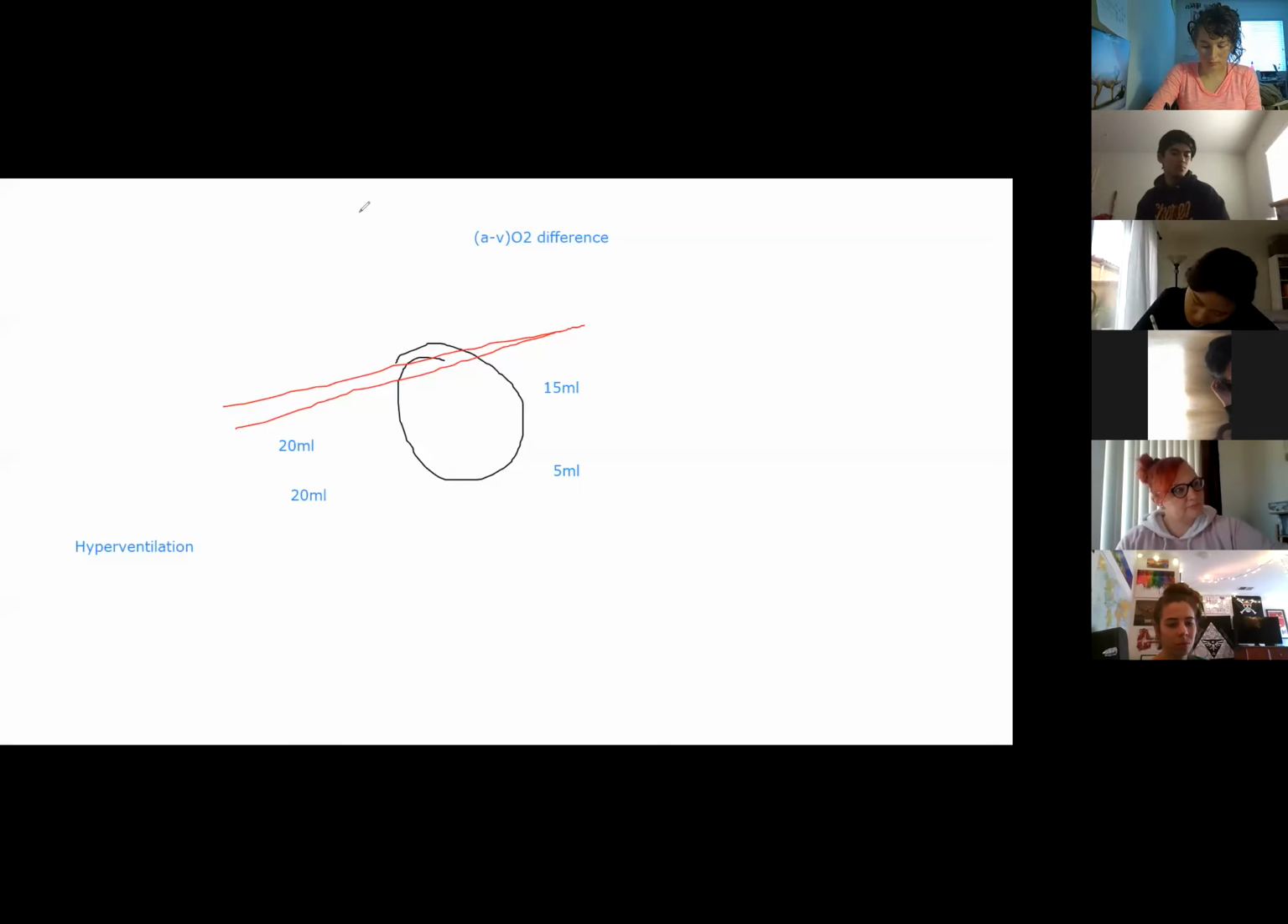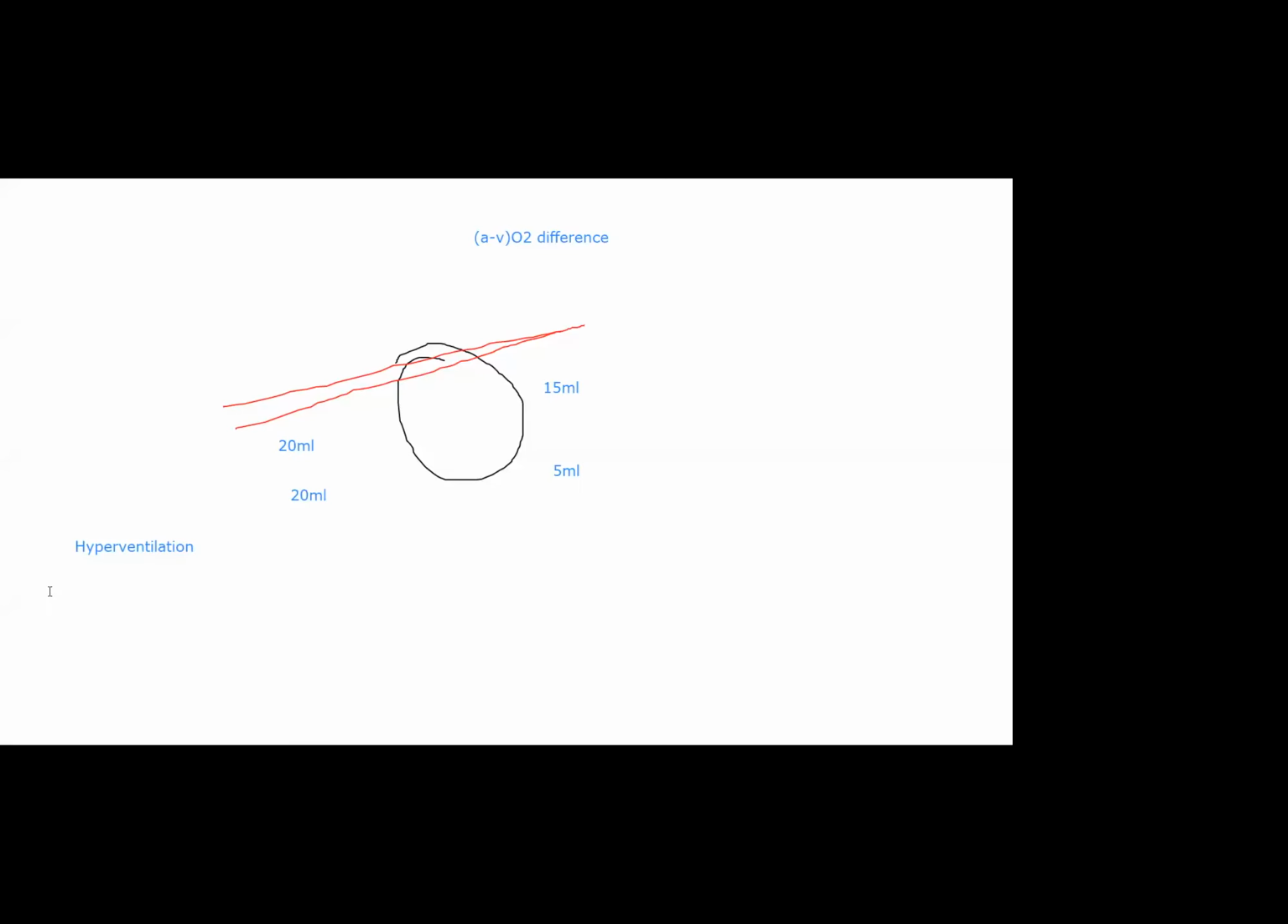Valsalva maneuver, let me write that one down for you. Dyspnea is another term on there, which just means breathlessness. You don't really need to worry about Valsalva maneuver.